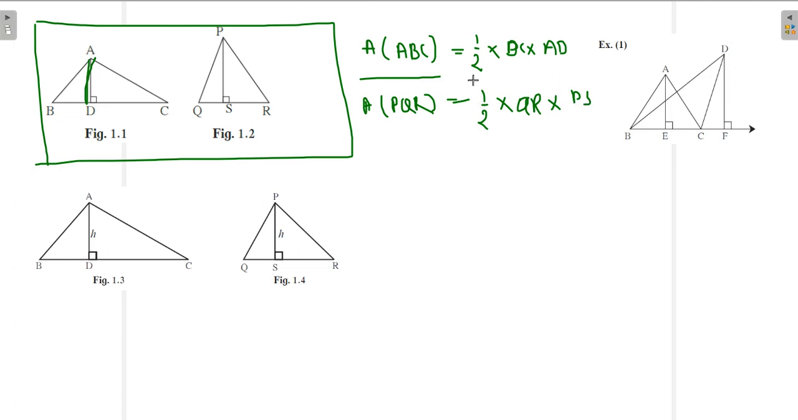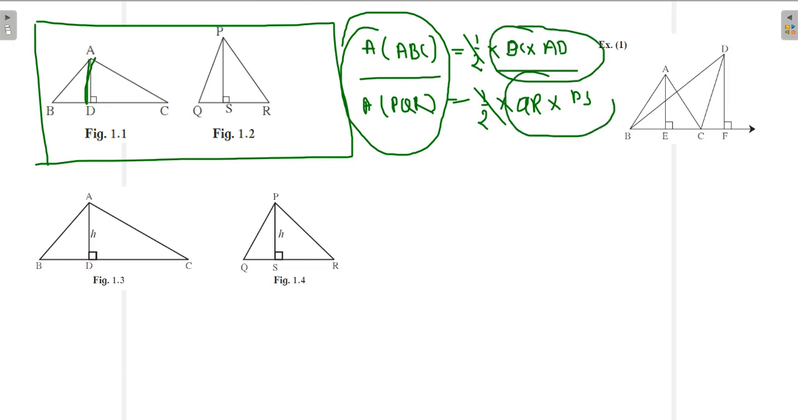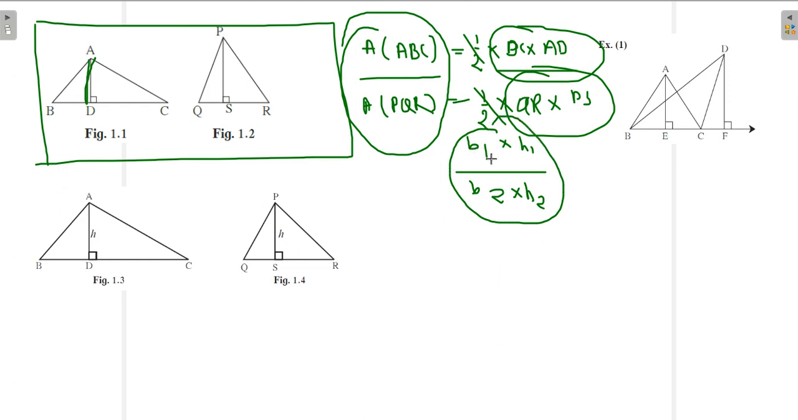So if I ask what will be the ratio of the areas of these two triangles, half and half will get cancelled. So you can see BC into AD divided by QR into PS. In other words, if base and heights are different, I can write B1 multiplied by H1 divided by B2 multiplied by H2. When base and heights are different, the ratio of areas is proportional to the product of base and height. So this was the first part.